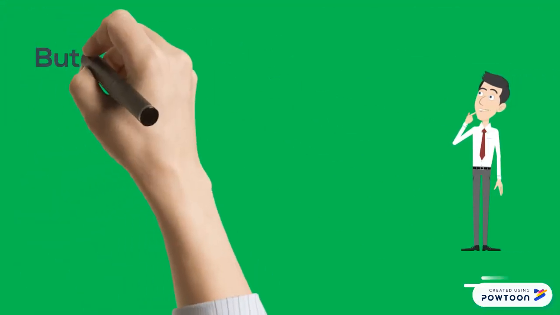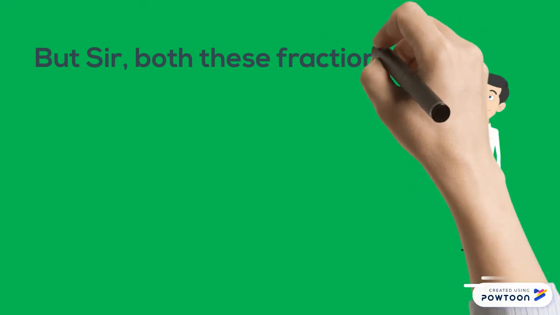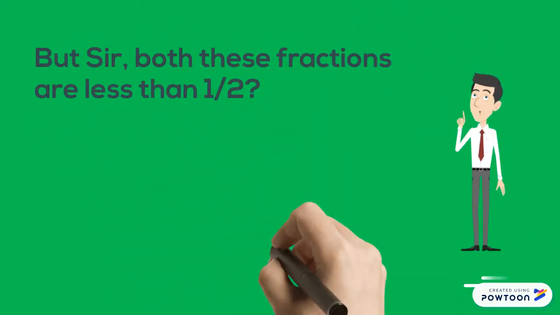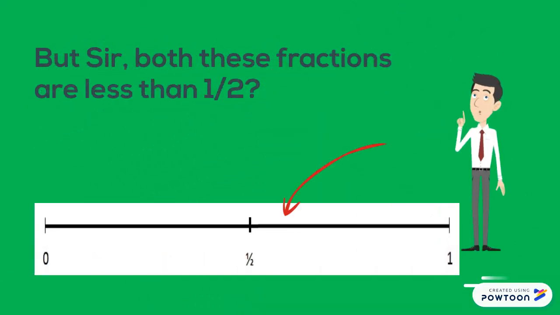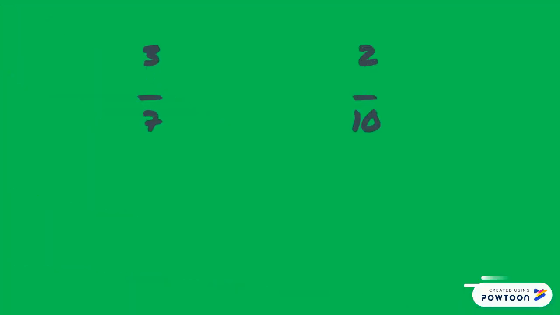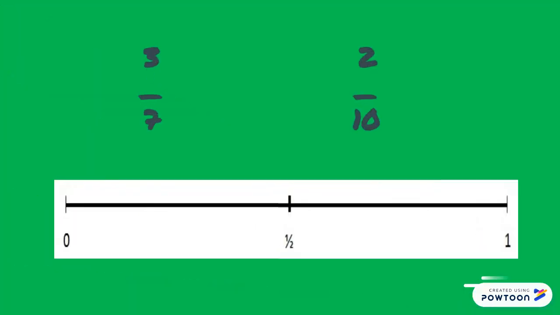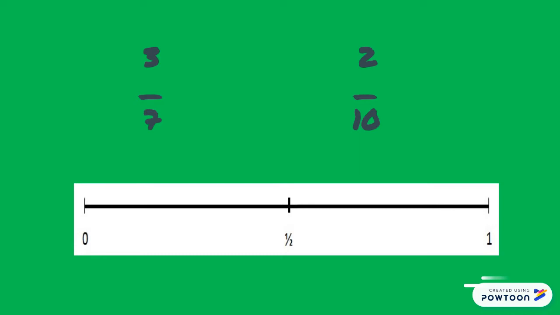What happens if both fractions are equivalent to less than 1/2? When that happens, we can simply use 0 as our benchmark. Let's have a go. If we are comparing 3/7 and 2/10, we know that both are less than 1/2, as 3 is less than 3.5, which is half of our first denominator, 7. 2 is less than 5, which is half of our second denominator, 10.